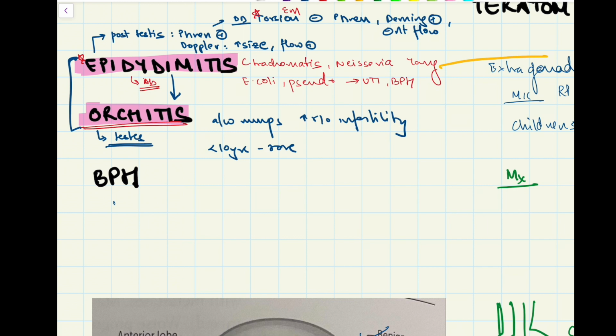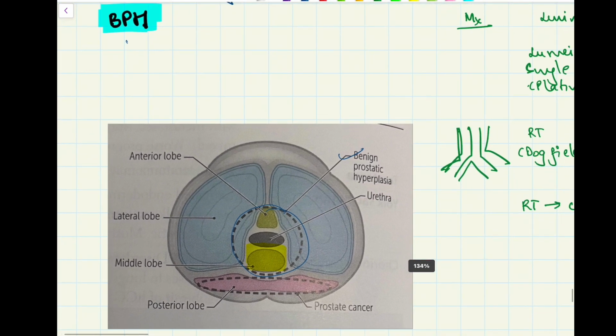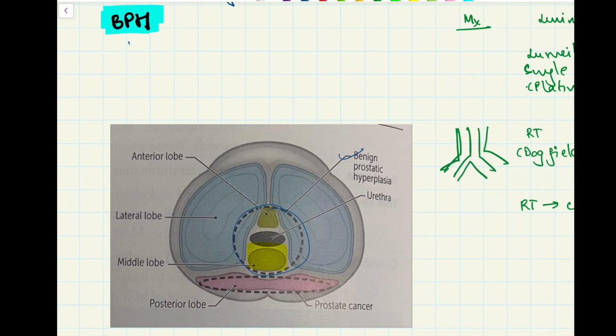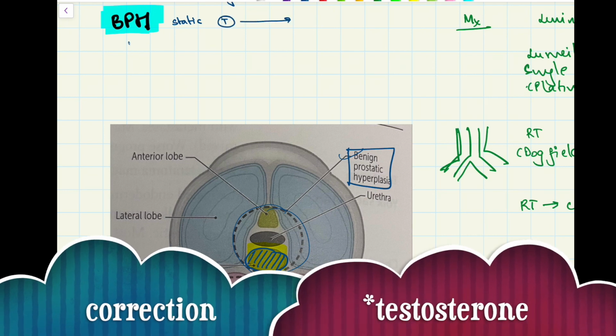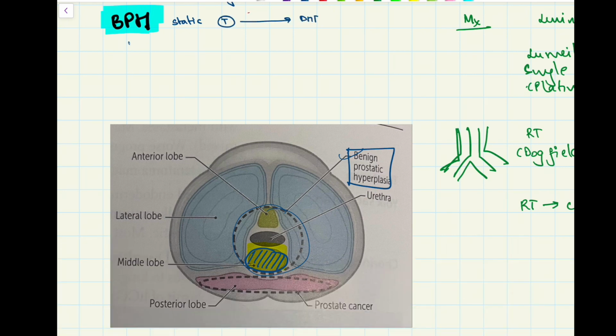Now let us look at the next important topic, which is BPH, right. So BPH is the hyperplasia of the prostate, and it is benign, right? Benign prostatic hyperplasia. It affects the middle lobe, right? So this is the area of BPH. Now here what happens is that it has two components. First is a static component, that is due to testes, which converts testosterone to dihydrotestosterone with the help of 5-alpha reductase enzyme. This leads to increased stromal hyperplasia, right?